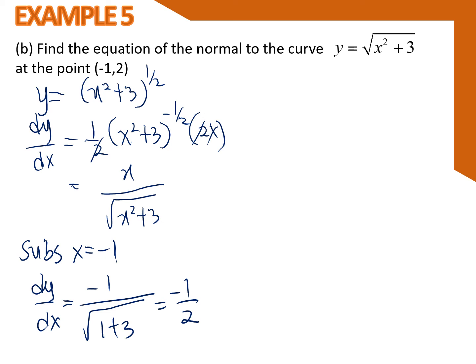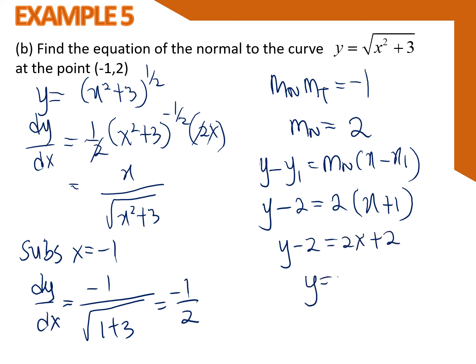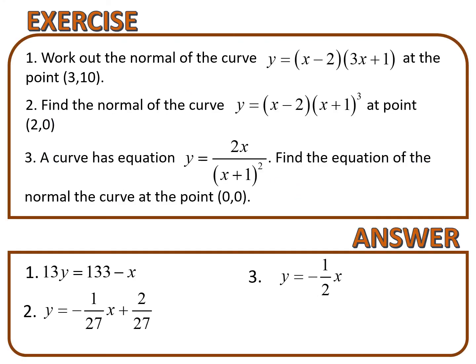So that means our gradient of the normal, since mn times mt equals -1, so m normal is 2. Then we substitute into y minus y1 equals m normal (x minus x1). So y minus 2 equals 2 times (x plus 1). So we will have y minus 2 equals 2x plus 2. Then y equals 2x plus 4. So this is the equation of the normal. Please answer this exercise and refer to the answer that we provide.